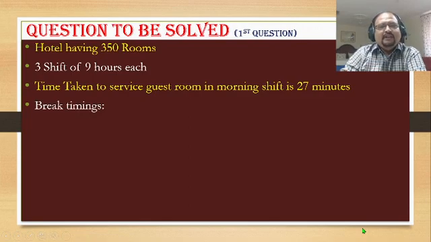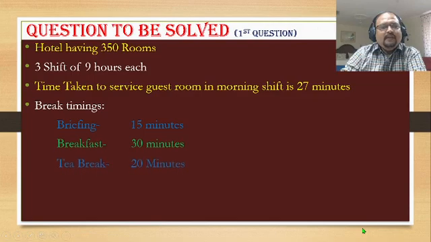Then they have also given in the question that there are break timings, and they are talking about the morning shift. They have told in this question that in the morning shift, as and when the employees come, they will have a briefing for 15 minutes. They will go for breakfast for 30 minutes. They will go for a morning tea break for 20 minutes, and they will also have their lunch, which will be for 45 minutes.